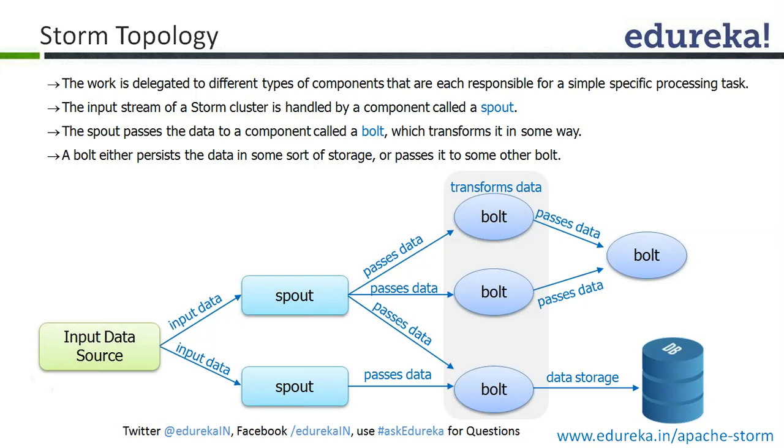Then a bolt can be your endpoint as well, and it can store the data. As you can see here, your spouts are passing some data to the bolts, and then they are storing the data. One bolt is storing the data into a database, though it is a very rare thing. Let me tell you, it is very rare that you would be storing the data into a database using a framework like Storm.